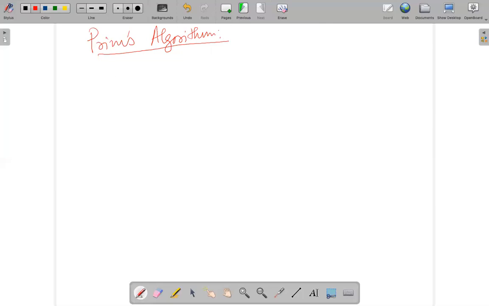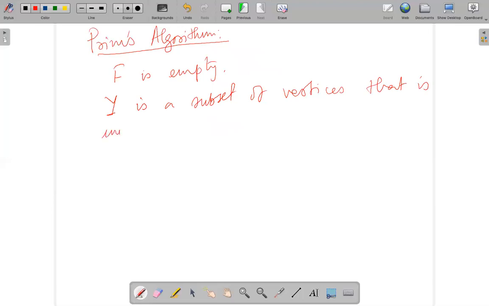Again we assume that F is empty in this case. Now let us also consider that Y is a subset of vertices that is initialized to, let's say, V1.